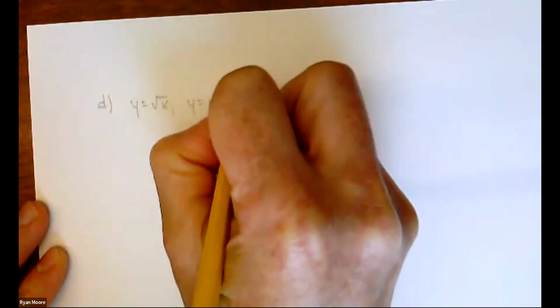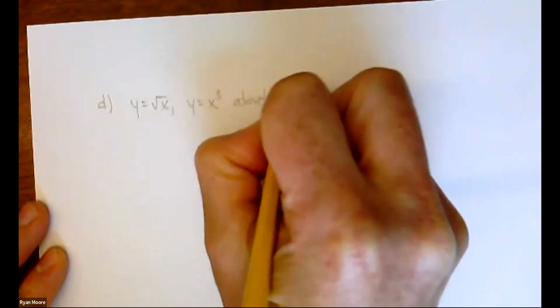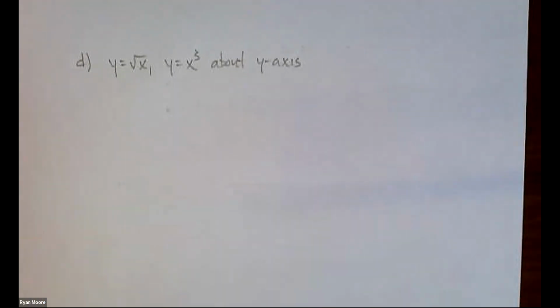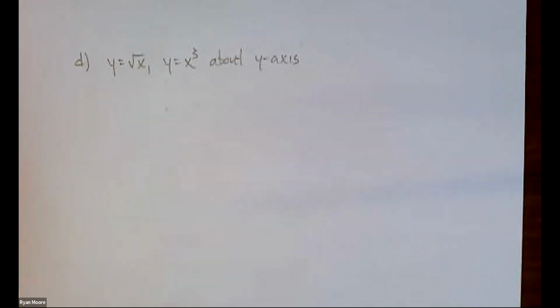Hey, let's do part D. Knock it out. We got this. A little bit different. y equals square root x and y equals x cubed, about the y-axis, the good old y-axis. Gotta love revolving about the y-axis with cylindrical shells.